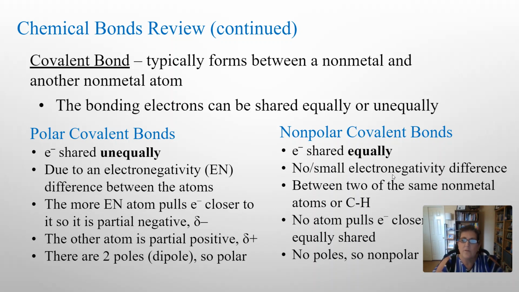They pull the electrons about the same. So again, the electrons are in the middle. Because an atom is not pulling the electrons to one side, the electrons are shared equally. So there's no poles. The electrons are in the middle. So neither atom is a little bit plus or a little bit minus. There's no poles, so it's nonpolar. Again, atoms that are the same or CH are nonpolar. Okay, so review this. Rewind and watch this again if you need to. This is very important for this chapter.